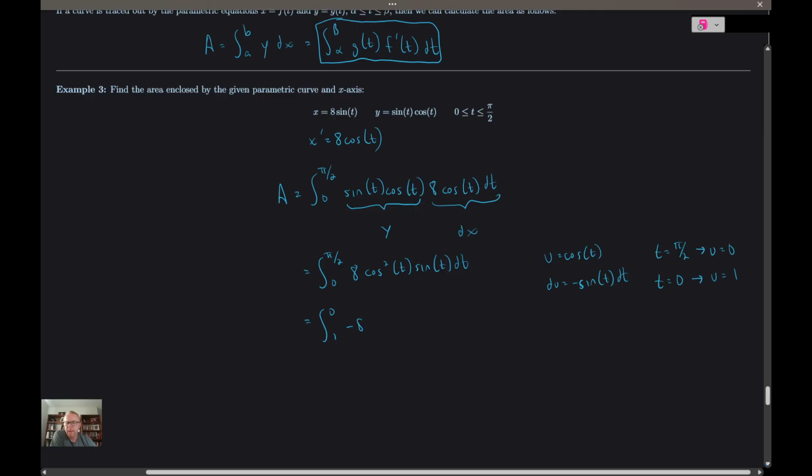Negative 8 u squared du. So we have our u squared, and then sine t dt would be negative du. So that's where the negative comes in. So then we get negative 8 thirds u cubed, evaluated from 1 to 0. We plug in our limits of integration and we get 8 thirds for our area. So kind of new stuff with parametric curves, but nothing too hard as far as the calculus goes. It's kind of just getting used to working with these new types of equations.